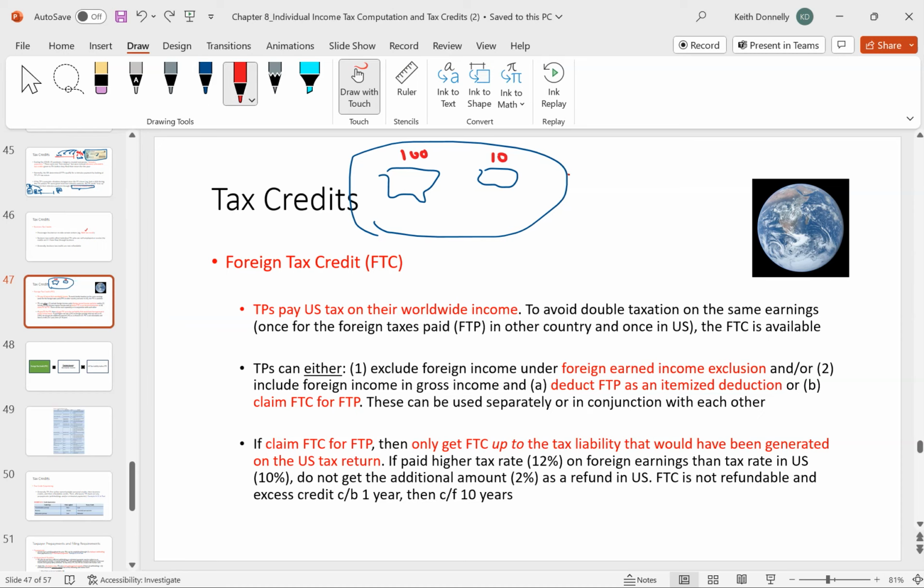But they give you 3 mechanisms to help alleviate double taxation, right? The first one is an exclusion, right? You can exclude up to something like 110 grand. It's inflation adjusted. You can take an itemized deduction for foreign taxes paid, or you can get a foreign tax credit, right? So that's what we're looking at here, a foreign tax credit. Essentially with this, you can help offset and relieve double taxation.